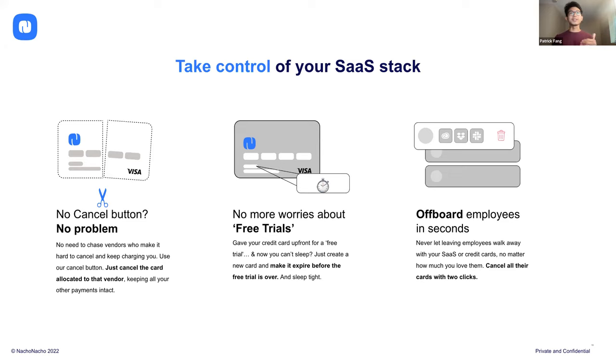And it takes literally seconds to offboard employees. So when set up with a SaaS management platform like NachoNacho, you'll be able to cancel all of a single employee's subscriptions within a single second. That means no more orphan subscriptions. When this employee leaves, you're no longer paying for anything for them.